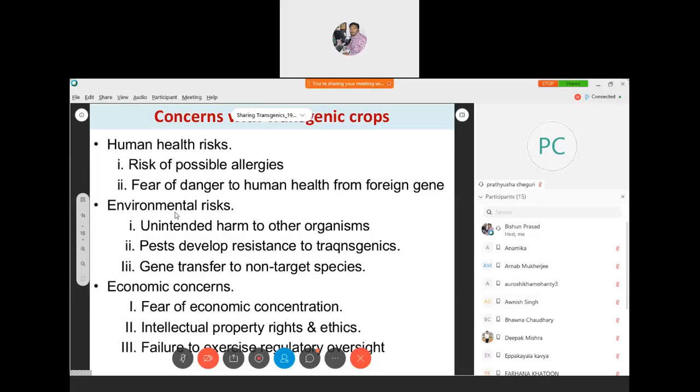Then another important point is environmental risk. We say that there may be some environmental risk like unintended harm to other organisms, pests developing resistance to the transgenic plants, then gene transfer to non-targeted species. So whenever you release any transgenic, you have to see whether it has some unintended harm to another organism or not. Say for example, ladybird beetle. If our BT gene will kill the ladybird beetle or any other beneficial insect, then we should not use that.